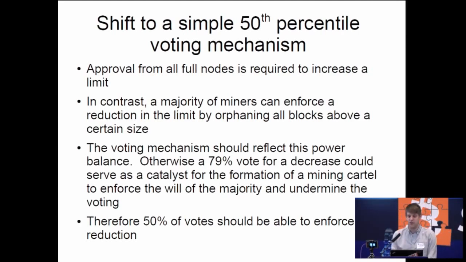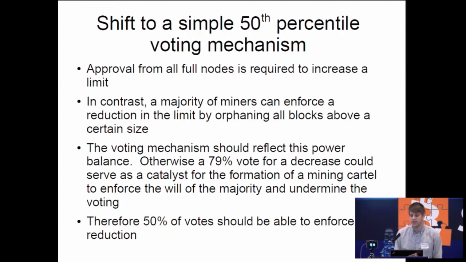Another point I have is that we need to recognize the difference between an increase in the limit and a decrease. An increase in the limit actually requires approval from all full nodes if it's a hard fork, in order to accept the larger blocks. Whereas a majority of miners can impose a decrease in the limit anyway, without the need for a hard fork or any change, because 55% of miners or whatever can always reject any block larger than a certain amount. So they can form this cartel anyway.